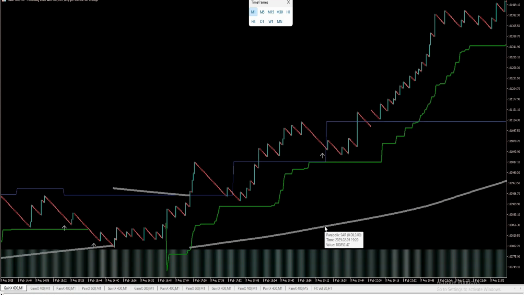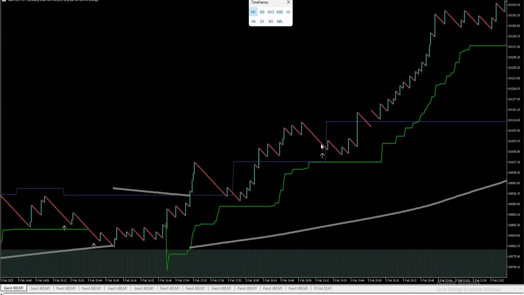So this is a parabolic SAR. Make sure that it is below current price, then make sure that the macro trend is also below current price. Those are the two rules that you're going to obey first, because those are going to tell the direction of the market at any point in time.